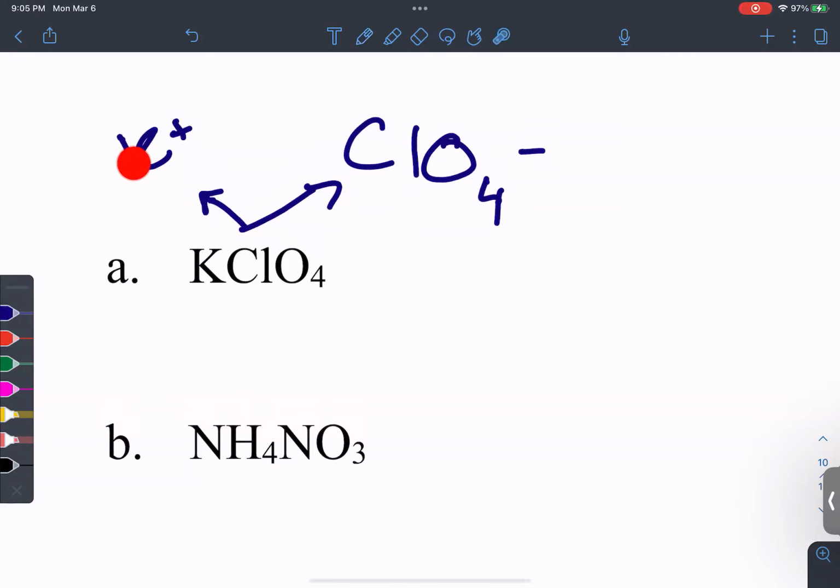What is K plus? Neutral. Why is K plus neutral? Because it comes from KOH, which is a strong base. Yes, anything that is the conjugate of a strong base or a strong acid is pH neutral. But anything that's the conjugate of a weak acid or weak base is also a weak acid or weak base. So ClO4 minus, what is that?